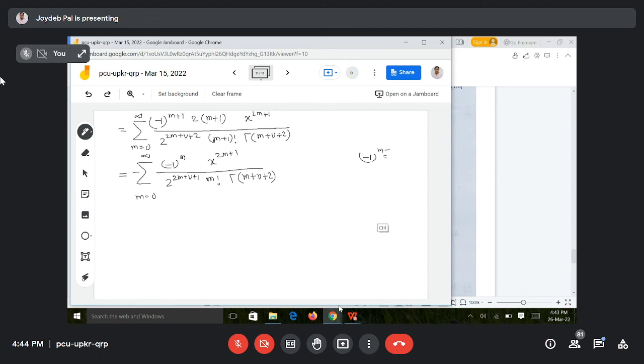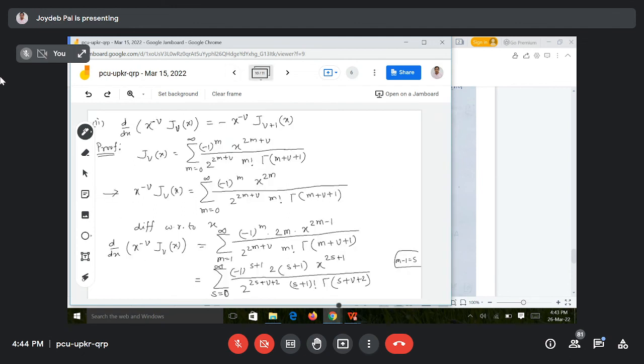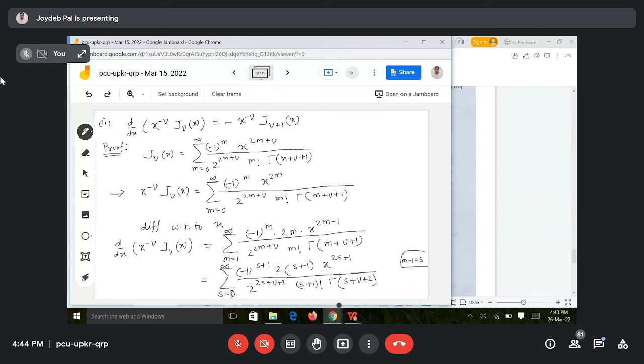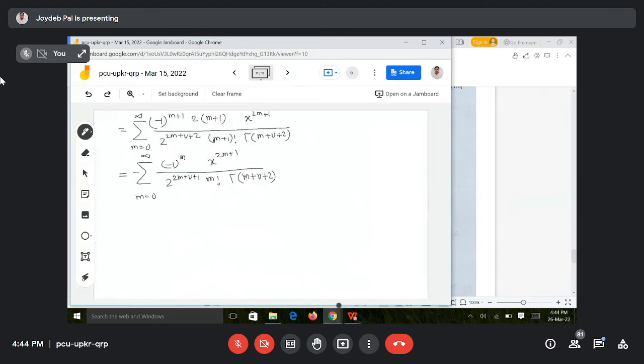Now, is it exactly J nu plus 1? In the form of J nu plus 1, it should be x to the power 2m plus nu plus 1, right? But here it is only x to the power 2m plus 1. So what I can do, I can multiply it with x to the power nu, and then again to neutralize it, multiply it with x to the power minus nu. Now that x to the power minus nu, I am moving outside the summation. So it is minus x to the power minus nu, sum m from 0 to infinity, (-1) to the power m, x to the power 2m plus 1. Now I can multiply these two, x to the power 2m plus 1 and x to the power nu.